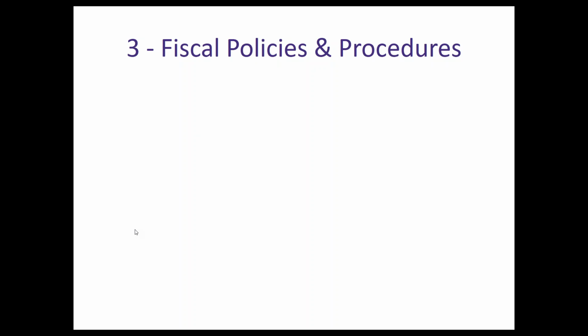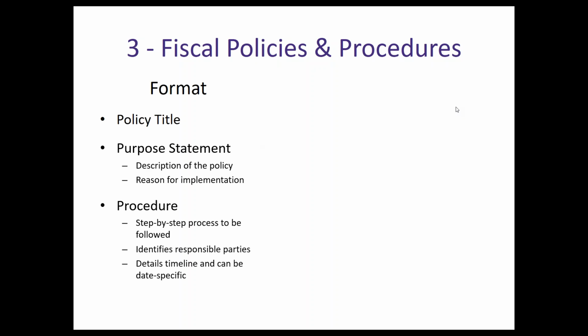All right, so with our fiscal policies and procedures, it is recommended that your chapter does detail within this document how you're going to manage your chapter funds. So just to tell you a little bit more, if you're not familiar with developing policies and procedures, you have the title and then you have a purpose statement, which is basically a description of your policy and why you are putting this in place. And then the procedure is the step-by-step process that you're going to follow and who's responsible. This can also include a timeline and be date specific.